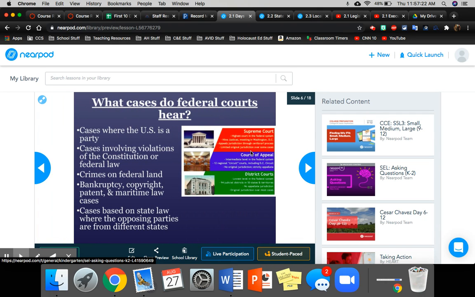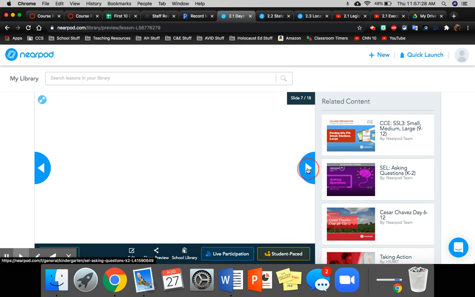All right, and real quick, let me go back here. These are the different levels of the federal court system. At the tippy top, you've got the Supreme Court, then you've got courts of appeal, and then you've got federal district courts.